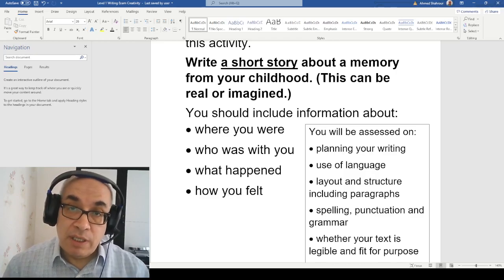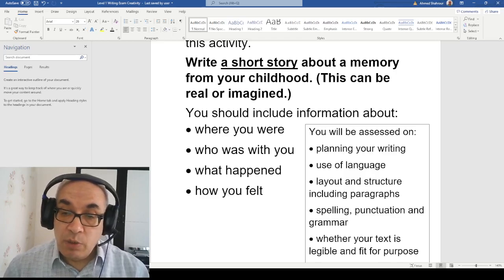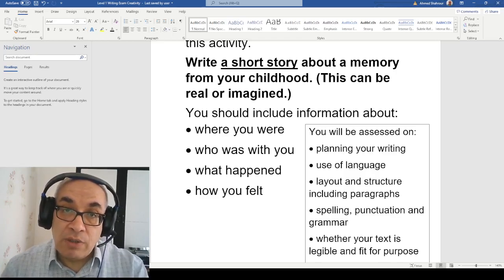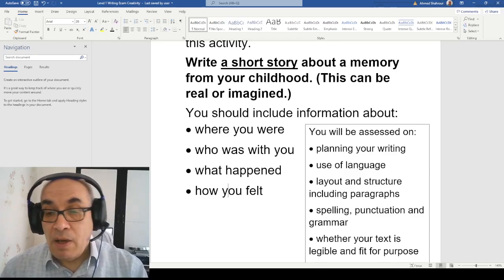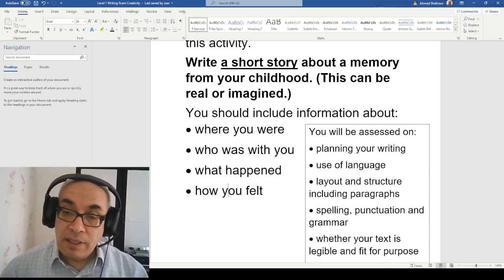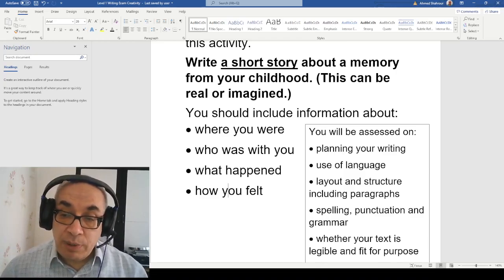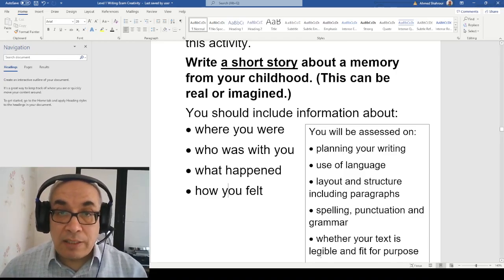Grammar is about the words and the sentences. Which words are you using? Which sentences are you using? Are you using simple sentences only, or maybe you are using compound sentences, or complex sentences? And is your text legible? Is it easy to read your text? Legible means we can read your text, your writing.